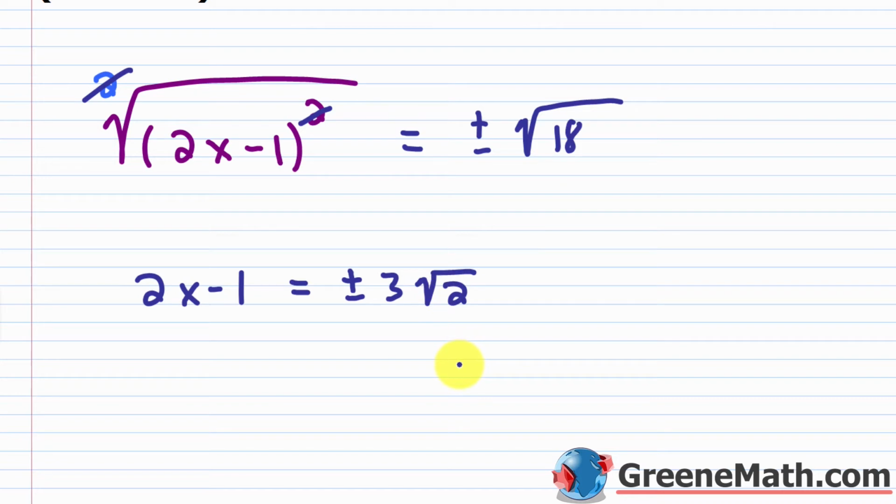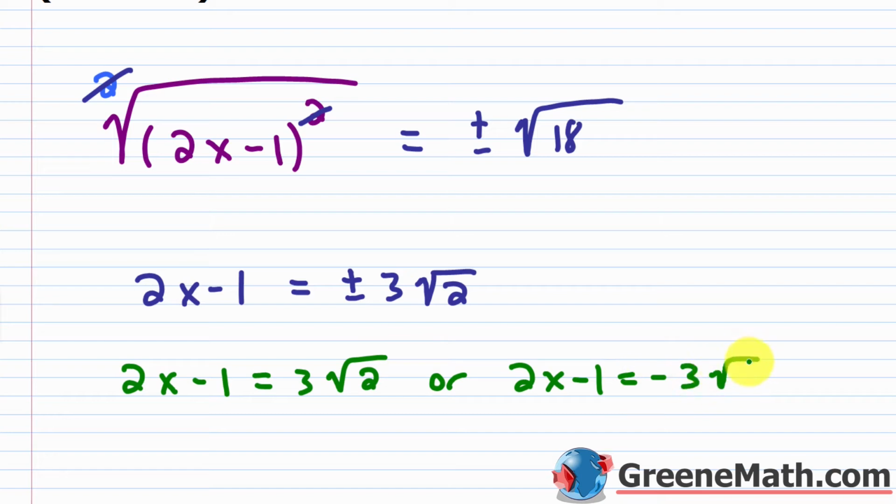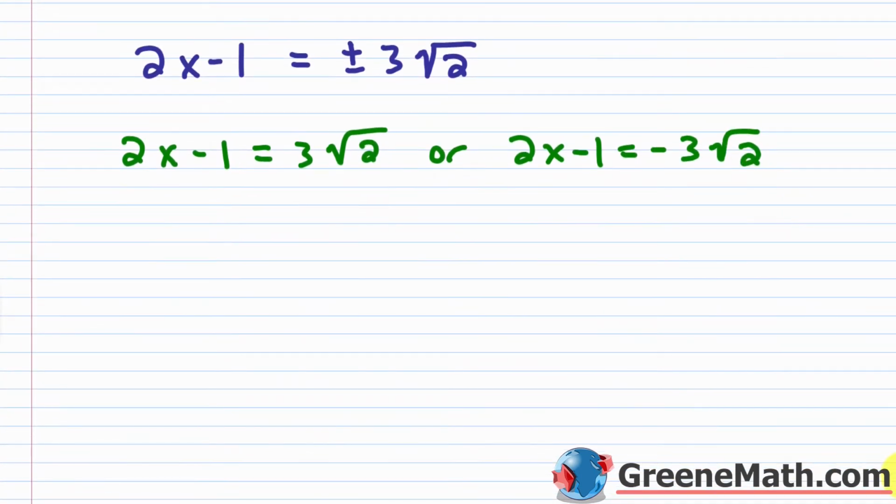Okay? So now I've got two different solutions that I've got to work out. I've got 2x minus 1 is equal to 3 times square root of 2, and then I've got 2x minus 1 is equal to the negative of 3 times square root of 2. So let's set those up and solve them individually. So I have 2x minus 1 is equal to 3 times square root of 2, or I've got that 2x minus 1 is equal to negative 3 times square root of 2. Okay, so let's solve these guys.